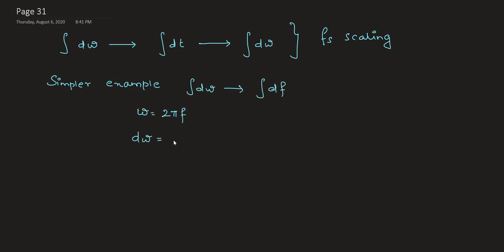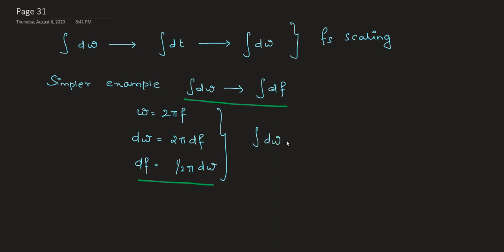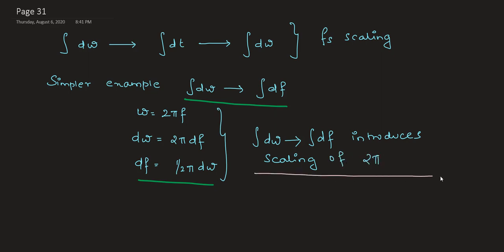For example, the integral of d omega, I need to convert to the integral of df. So I just substitute, I know that omega is equal to 2 pi f, and when I do that substitution, I am going to get a scaling factor of 2 pi here because my omega is given by 2 pi f. And most of the time the frequency scaling has something to do with this 2 pi.